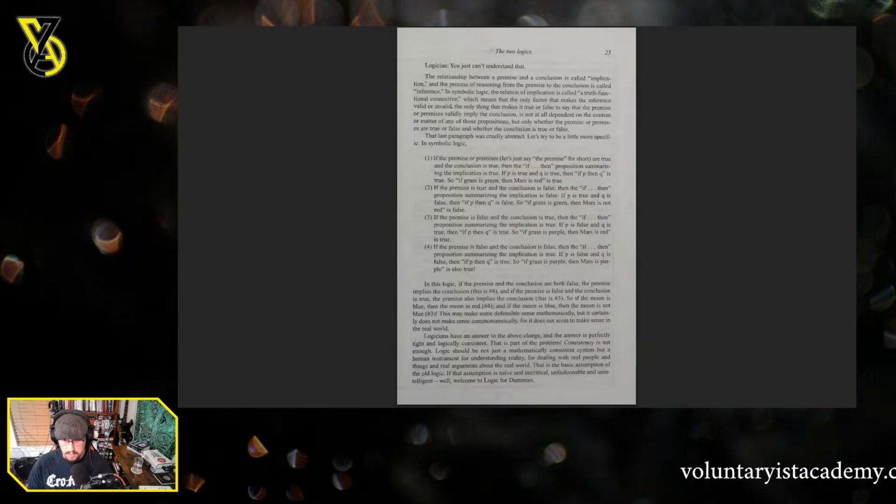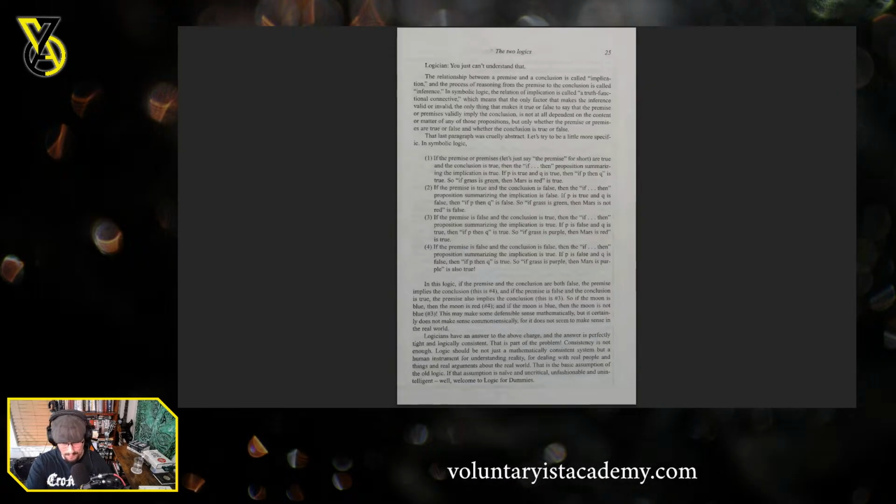This is number 3. Okay, so example number 3. If the moon is blue, then the moon is red, like we saw in number 4. And if the moon is blue, then the moon is not blue. That was number 3. Okay. This may make some defensible sense mathematically.